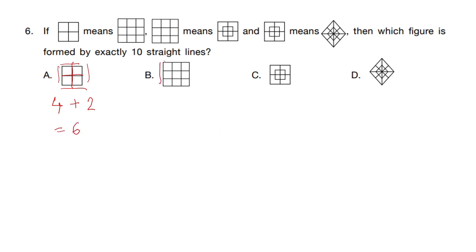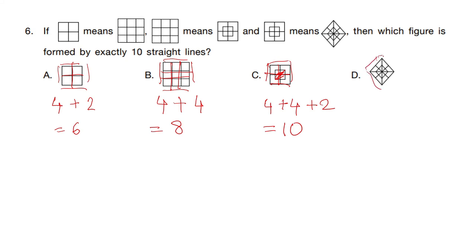The next image again is made of a square which has 4 lines. And it has 2 sleeping and 2 standing lines dividing the inside of the square, which is again another 4 lines, which is 8 lines. The third option has a square which has 4 lines, another square inside which is again 4 more lines, and 2 lines intersecting both these squares. So in all this image has 10 lines.